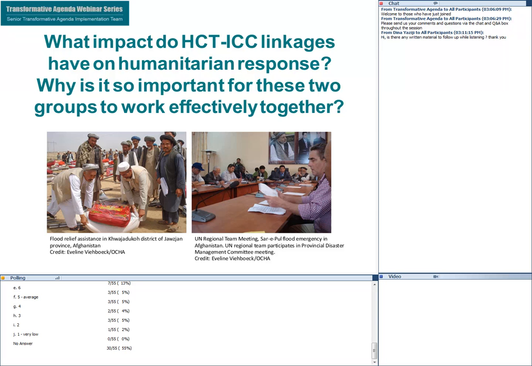But before you go, Mark, I would be really appreciative if you could walk us through how you are undertaking reform in Afghanistan so that these linkages between the HCT and the intercluster can be better established in an effort to be more accountable to the people that we're trying to help in Afghanistan.